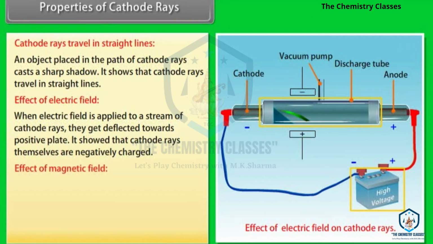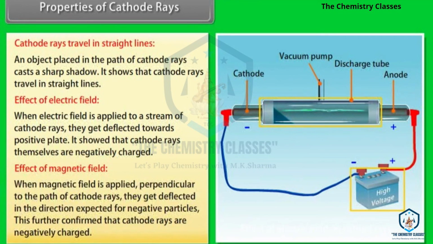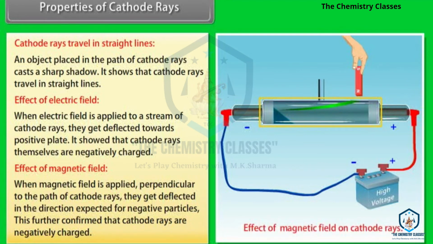Effect of magnetic field. When a magnetic field is applied perpendicular to the path of the cathode rays, they get deflected in the direction expected for negative particles. This further confirmed that cathode rays are negatively charged.